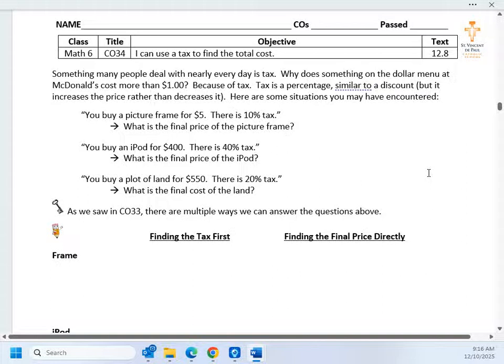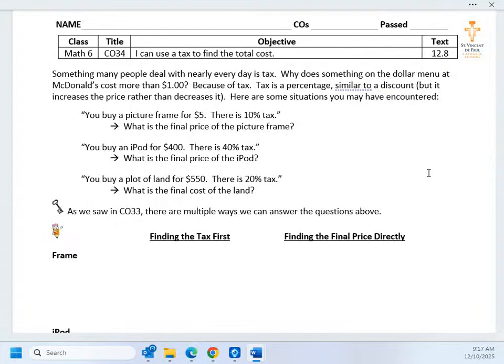Good morning. Today we are continuing on with those percentages. Yesterday's objective showed us how to figure out the new total if there was a sale or a discount. Today's objective, CO34, says I can use a tax to find the total cost.